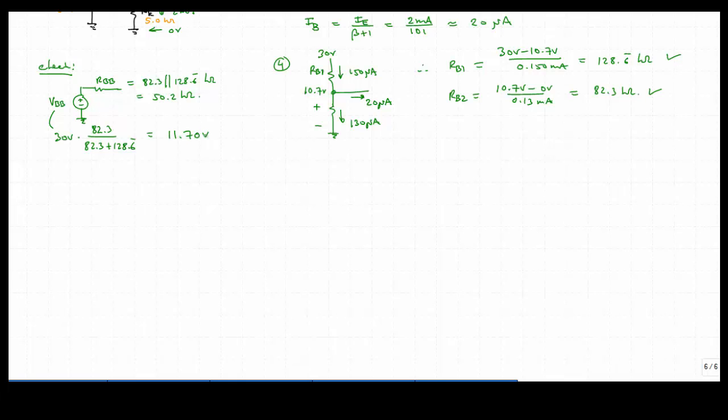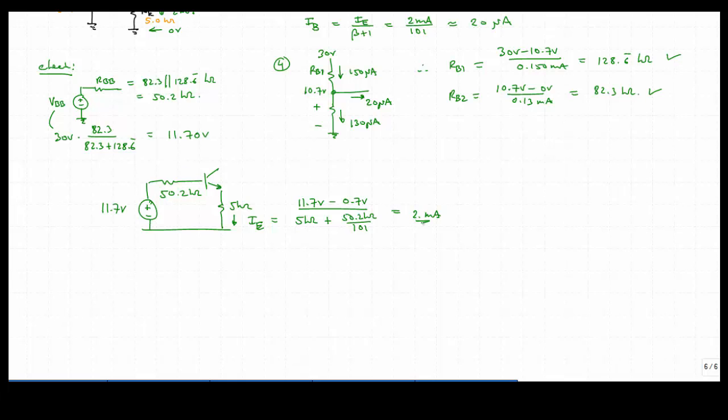11.70 volts. So now we have 50.2 kiloohms, 5 kiloohms, and we have 11.7 volts. And IE then is equal to 11.7 minus the 0.7 volt VBE divided by 5 kiloohms plus 50.2 kiloohms divided by 101. And that ends up being precisely 2 milliamps.